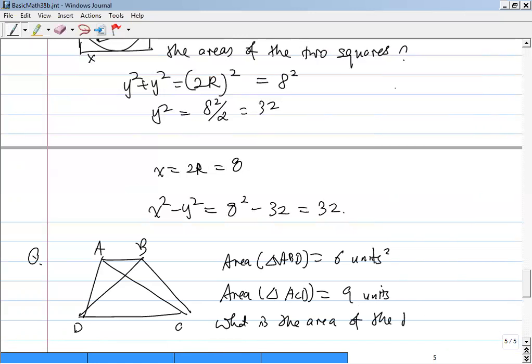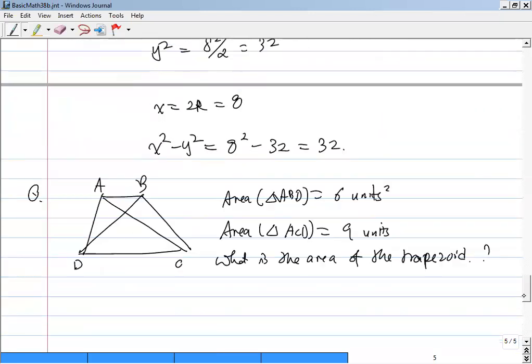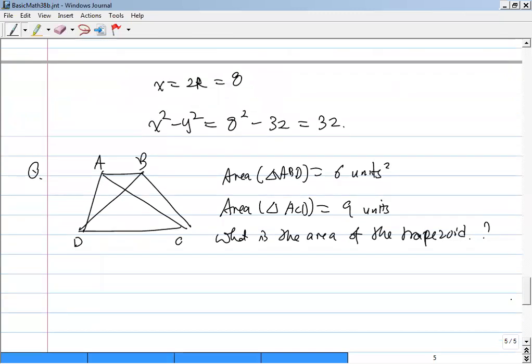Yeah, you get the AB. This is the trapezoid, right? And the ACD overlaps. It's harder to draw. It's going to be like that.